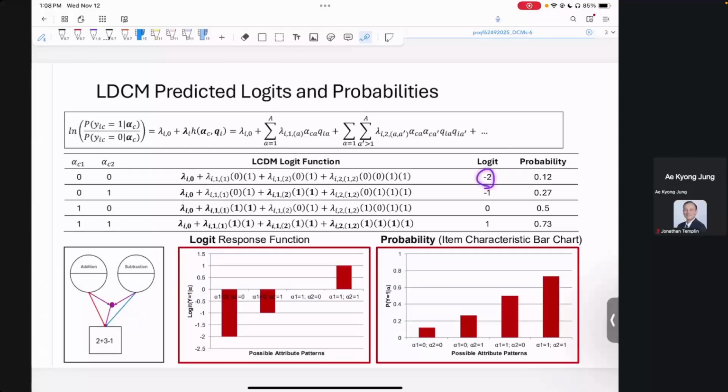Then we'll get the logit, -2 logit and -1 logit for class 0, 1, and the 0 who has profile 1, 0, and 1 for the class who has 1, 1. And we can transform this to probability, because if this is -2, we know this probability will be 0.12. So if you see this bar graph of the logit response function, it's going up because these classes have mastered more than here. So it's going up, and the probability is also going up.